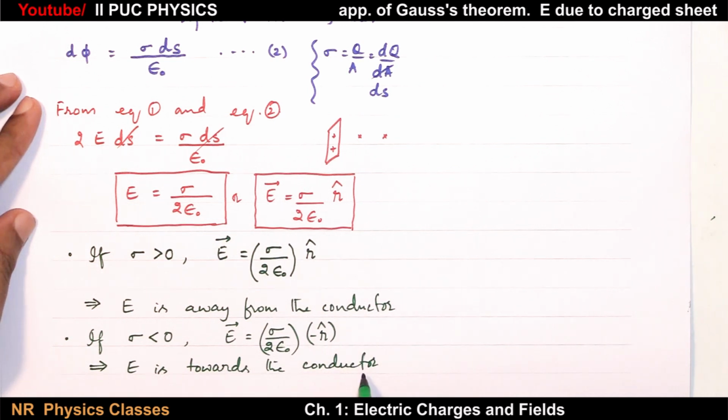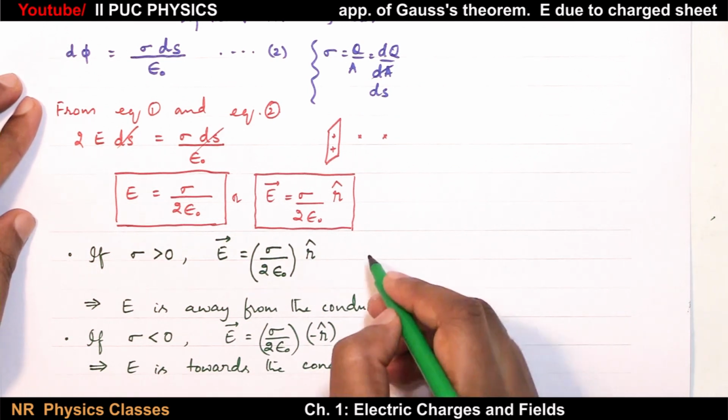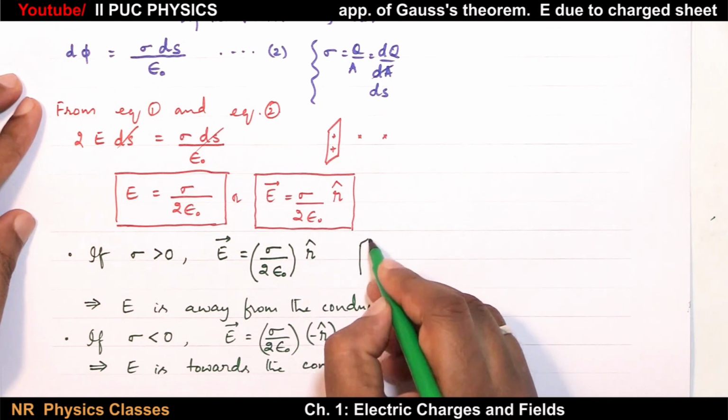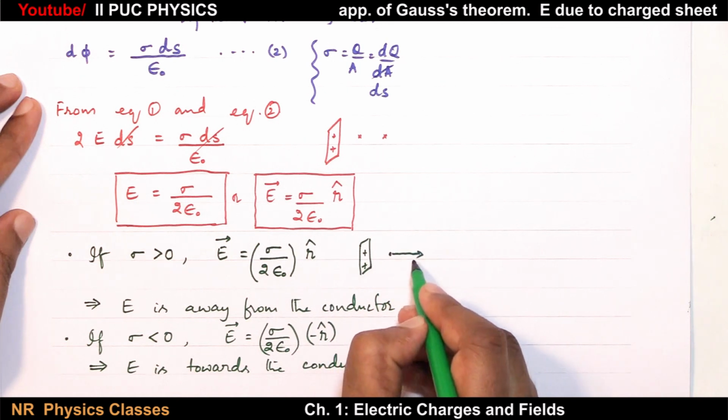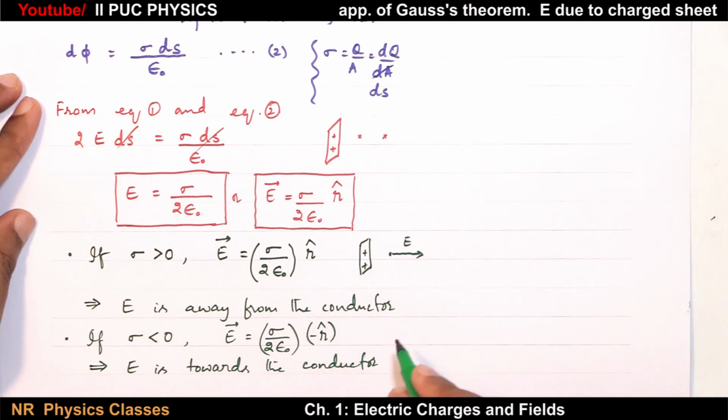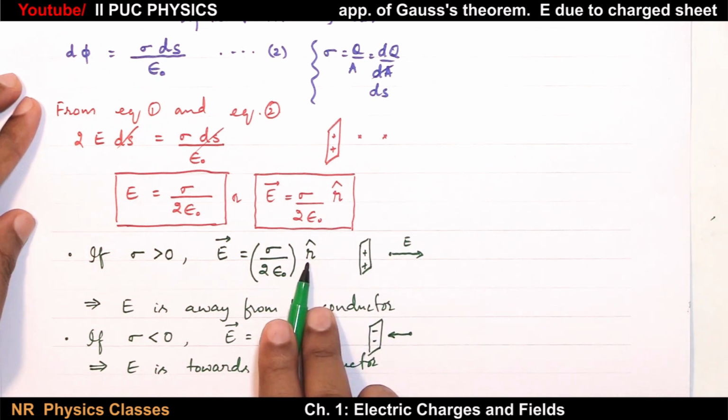Electric field is towards the conductor. If this is the thin sheet of charge, positively, at this point electric field is away. Because of thin sheet of charge, negatively, electric field is towards. Towards is by minus r cap, away is from plus r cap.